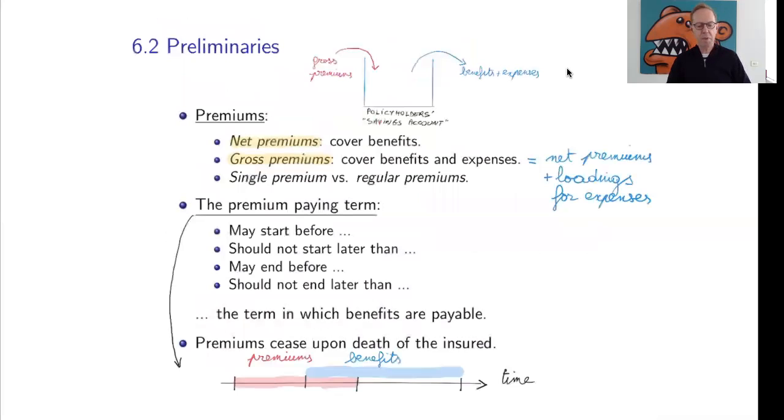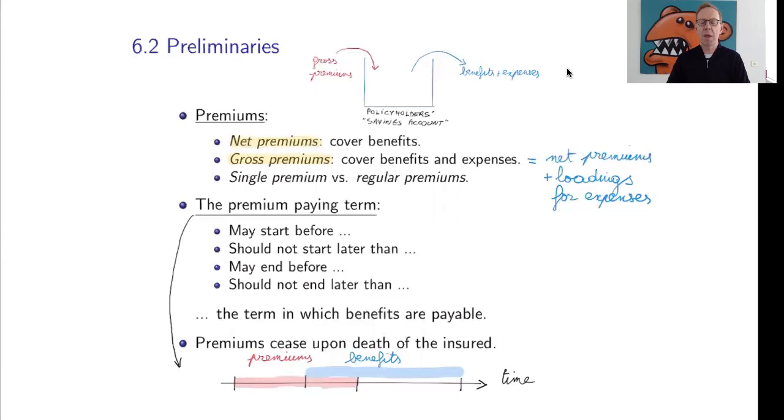Net premiums and gross premiums. What is the difference? Net premiums only cover the benefits. The gross premiums cover the benefits and also the expenses related to the contract. So the gross premiums are the net premiums plus loadings, extra premiums, let's say, for expenses.